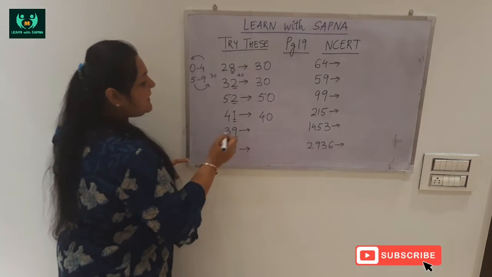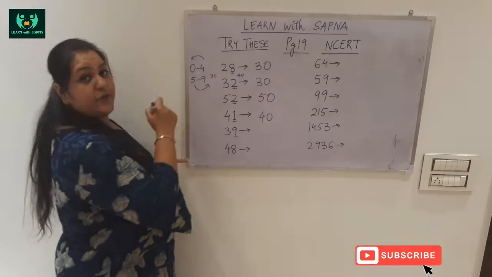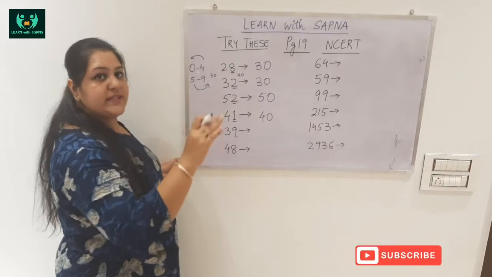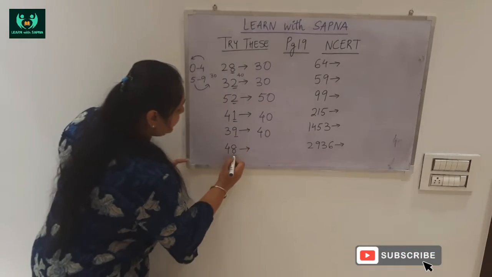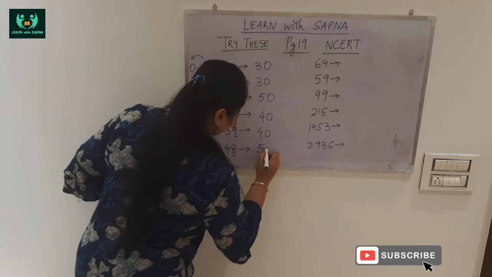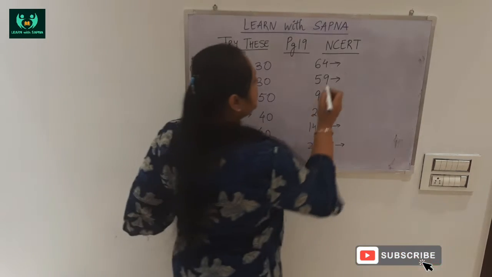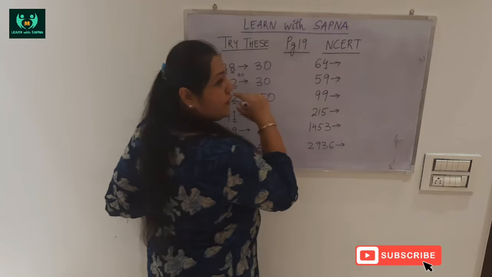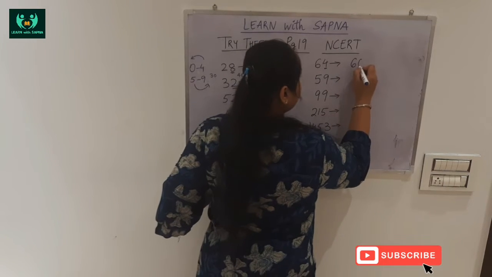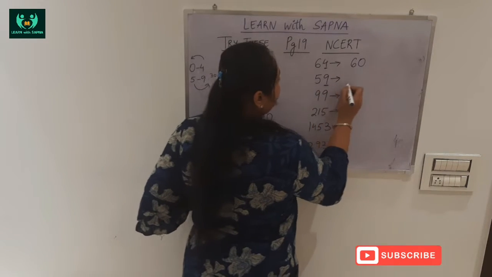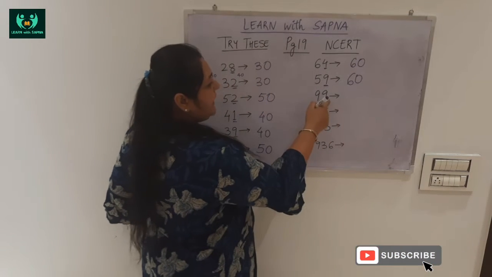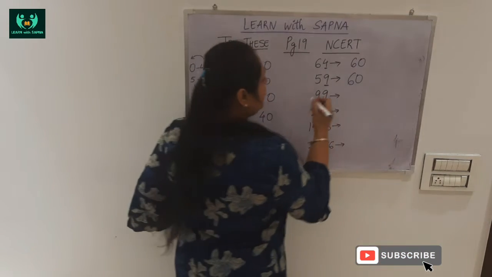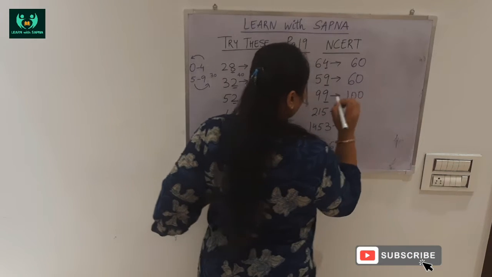39, now 9 is a number that lies between the bracket 5 to 9. So we go towards the higher 10, that is again 40. 48, again higher side, we'll go to 50. 64, 4 is the lower number, so we go towards 60. 59, we'll go towards 60. 99, now 9 again is the higher bracket, we'll go towards 100.